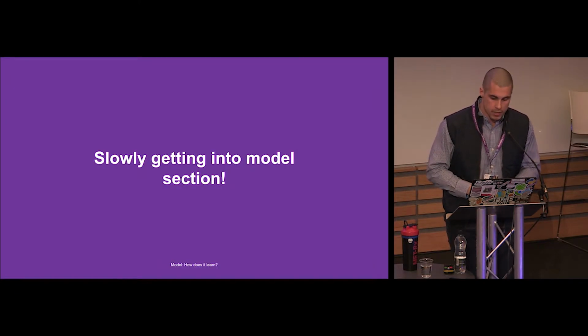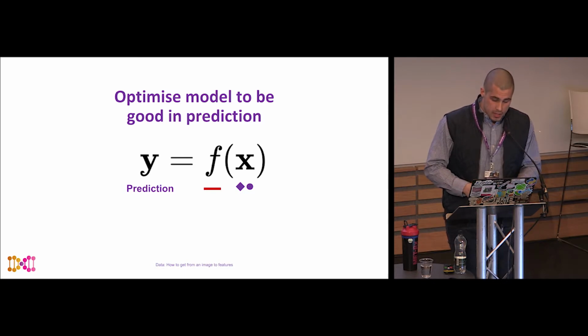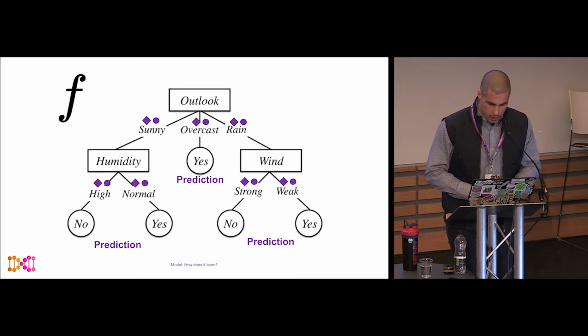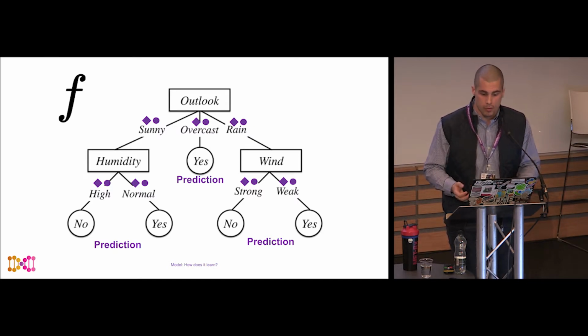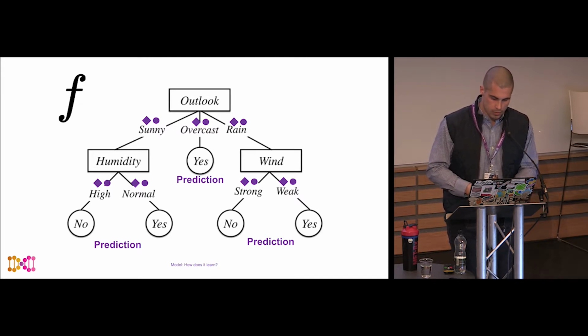So we're slowly getting into the section of the model, the meaty part. We optimize the model to be good in prediction, and that model could be really anything. It could be, for example, a decision tree, which is something that we generally do every day. For example, if we try to predict if there's going to be rain or some other weather condition, we will check through the window: is it sunny, is it overcast, is it rain? Then yes, prediction that it's obviously going to rain, and so on and so forth.